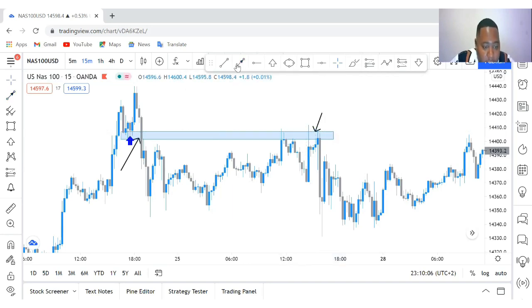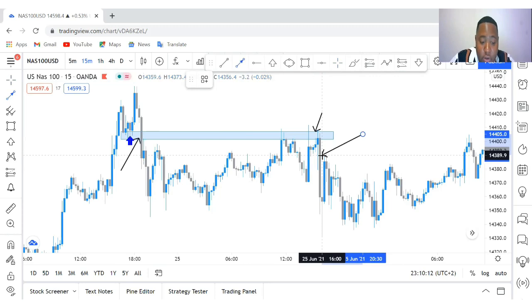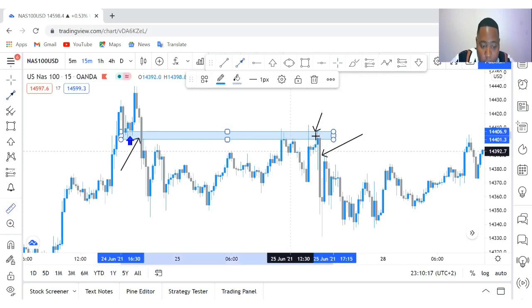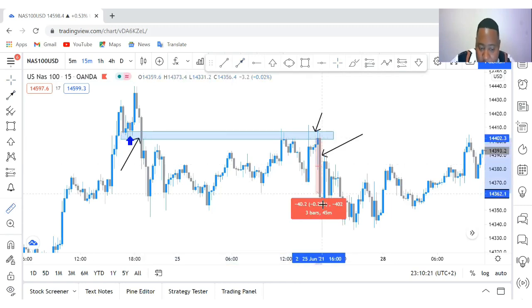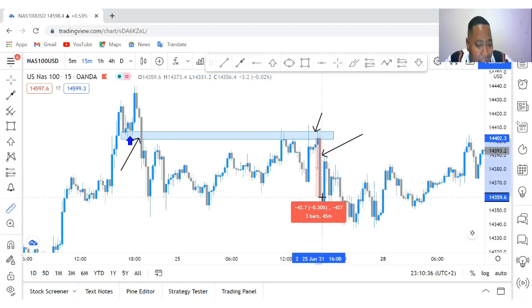Look at that. Afterwards, there is so much momentum that came into play right at that moment when the market touched that. So much momentum that came into play. Look at that. A long candlestick of about 43 pips, and this could have taken about 30 minutes. 42 pips in under 30 minutes on NASDAQ.